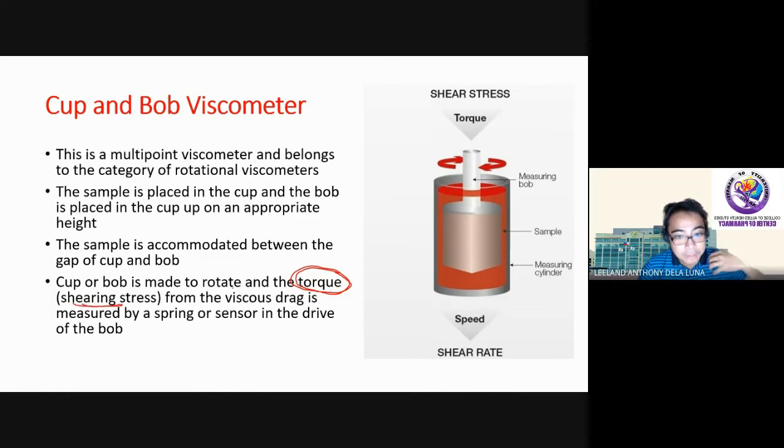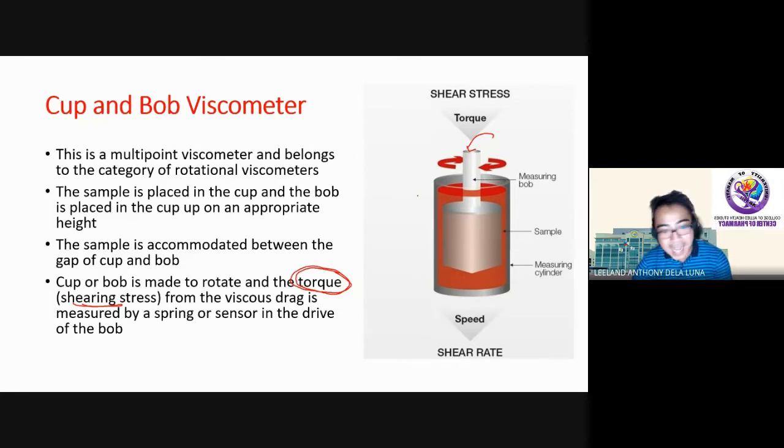Okay, so the cup and bob is made to rotate and the torque from the viscous drag is measured by a spring or a sensor in the drive of the bob. So dito class, meron dyan nagme-measure ng torque, or the shearing stress. So hence class, it measures how much force is needed para mag-flow yung liquid natin.